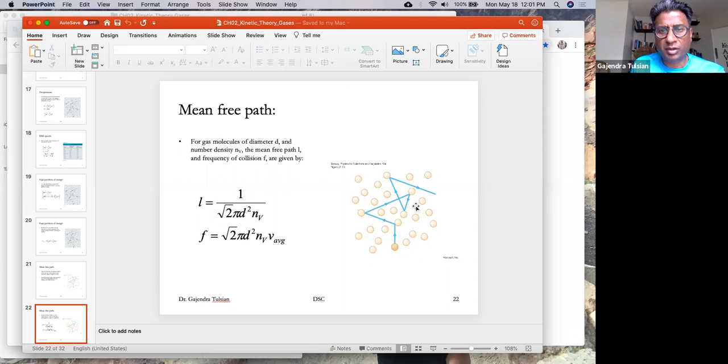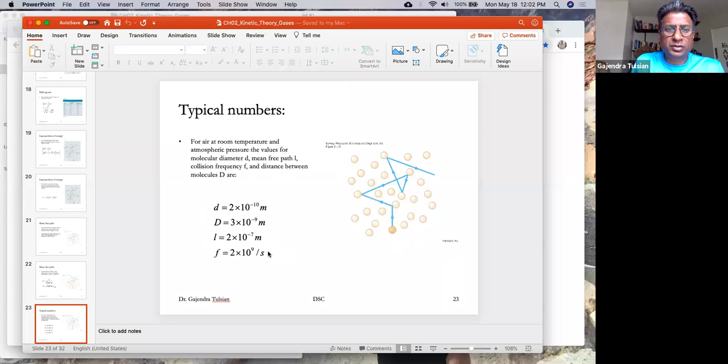The larger the molecules, the smaller the mean free path. The larger the molecules, it won't go that far before colliding with something. And the greater the number of molecules, the smaller the mean free path. F, the frequency, just tells you how many times it will collide per second. And that depends on the speed, which depends on the temperature and the number of molecules.